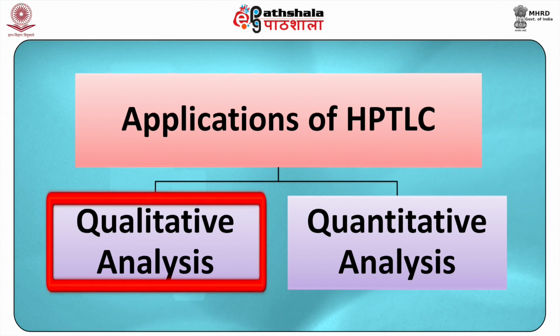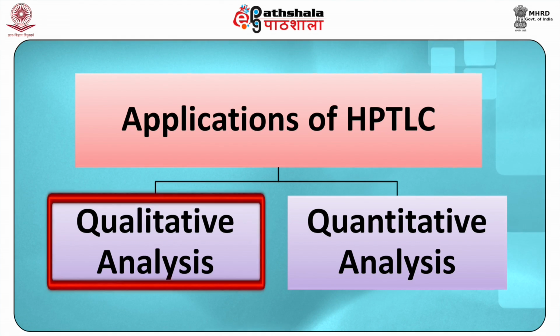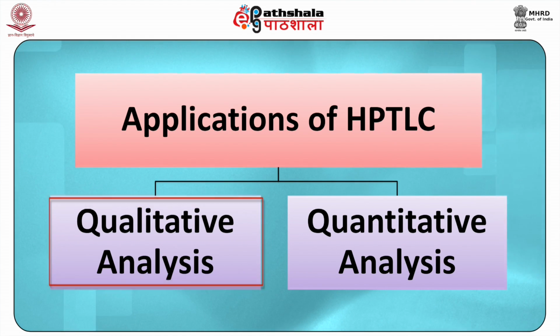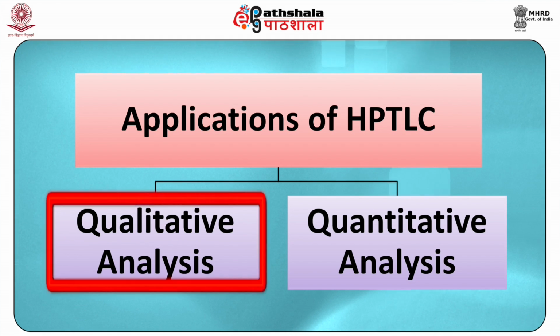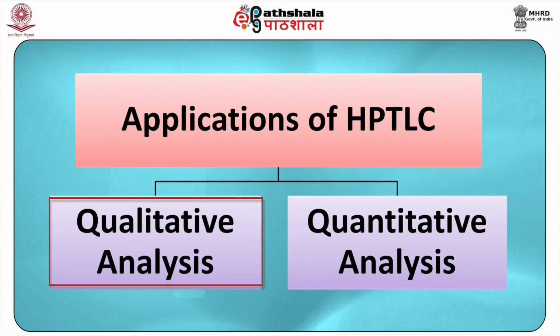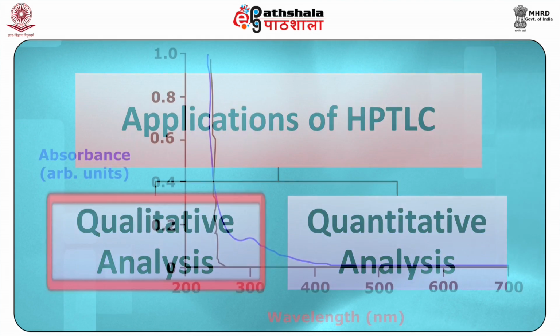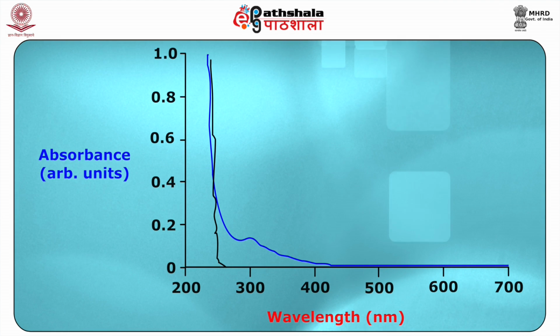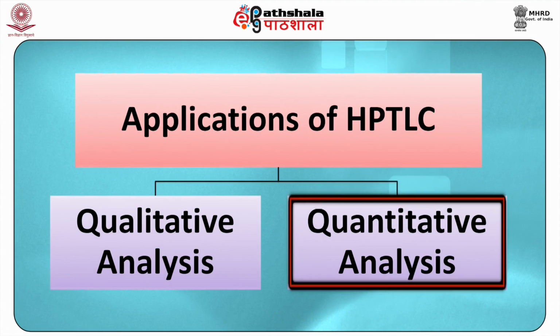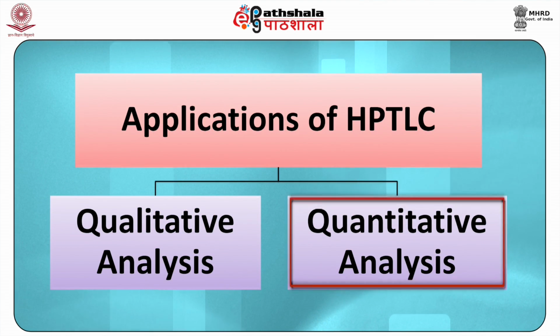RF values are estimated and matched with the control samples. To avoid the use of decimals, these values are multiplied by 100 and the values are then referred to as HRF. Second, in situ spectra, that is absorbance versus wavelength of the analyte and standard reference material, are recorded and compared. Next is quantitative analysis.